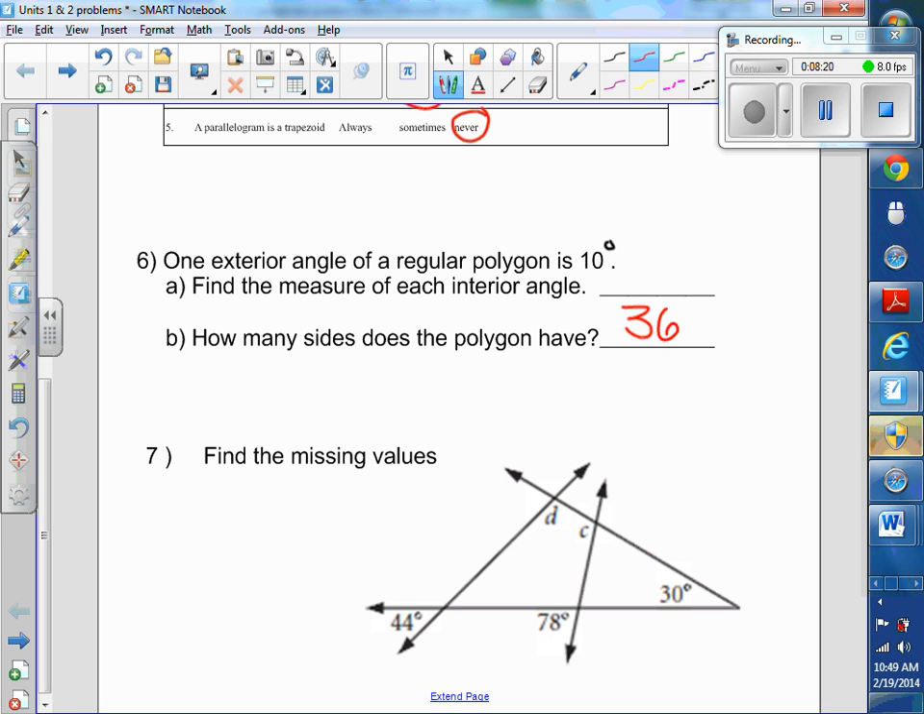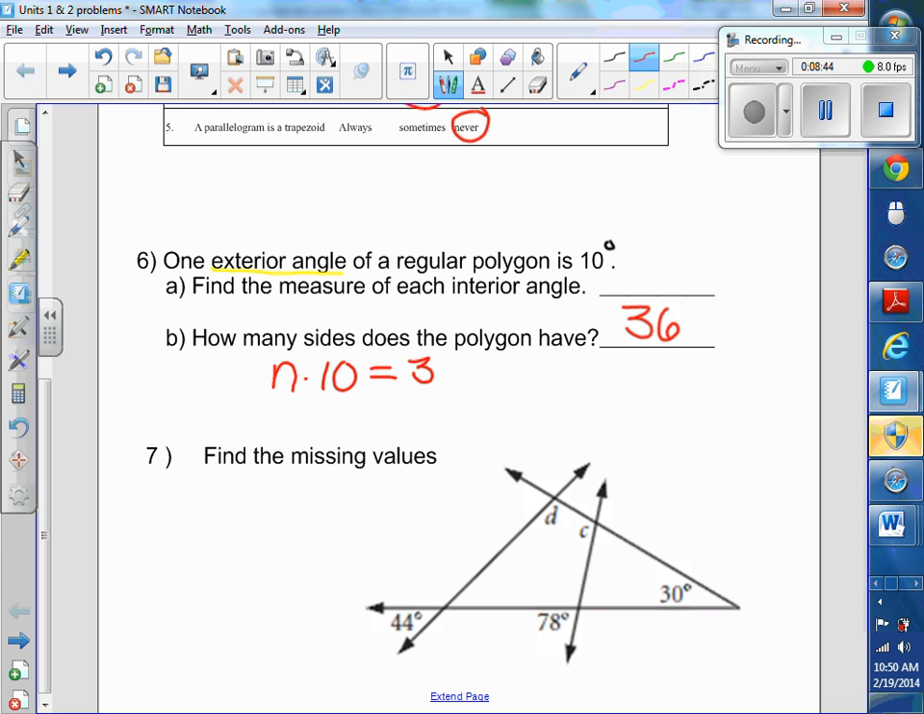The exterior angle is the key term there. Exterior angles is always 360 around any polygon. So the number of sides times 10 minus 2 has to be. Oh, you did it like that. Oh wait, no. I didn't.